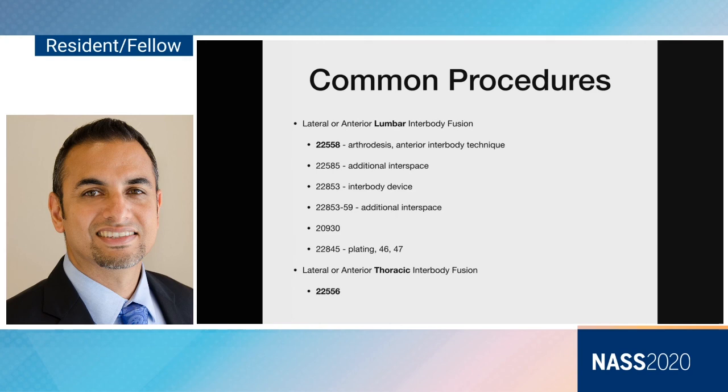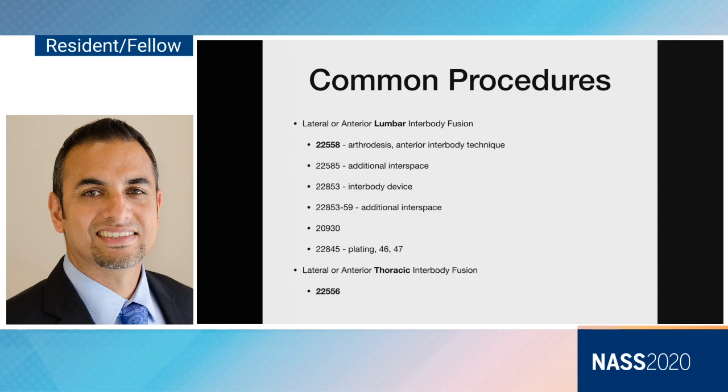If you used some type of allograft within the chambers of the cage, 20930. Particularly when you're doing an ALIF, oftentimes some will plate in addition to placing the cage and screws through the plate. That's all bundled into 22845. That coding may be going away in the near future. If you applied a plate from the lateral aspect, you can also use 22845. Depending on the number of levels that you plate, you can use these varying codes of 22846 or 22847.